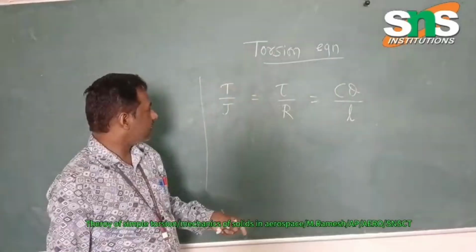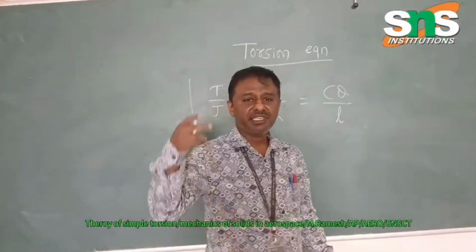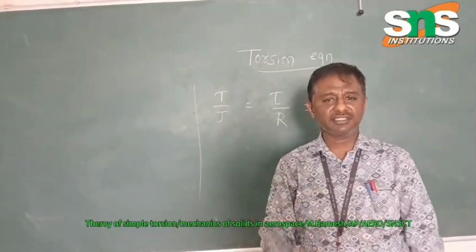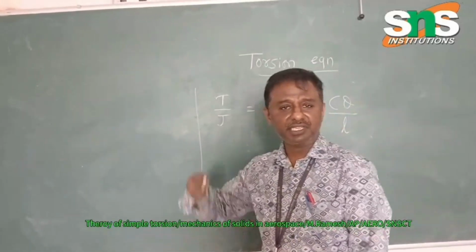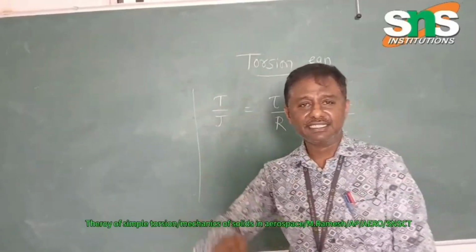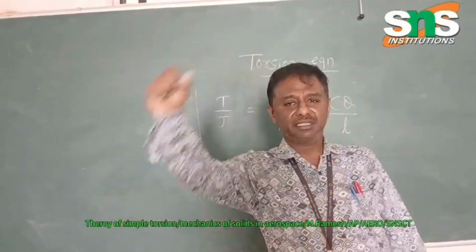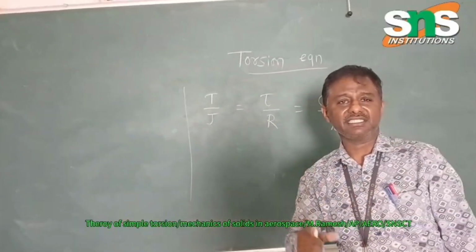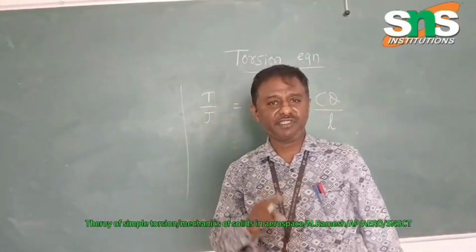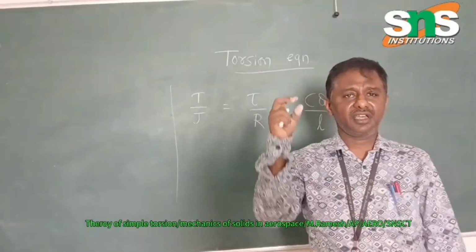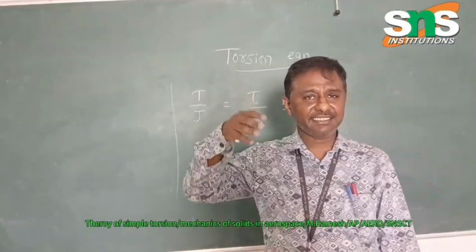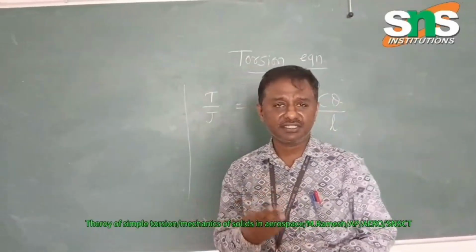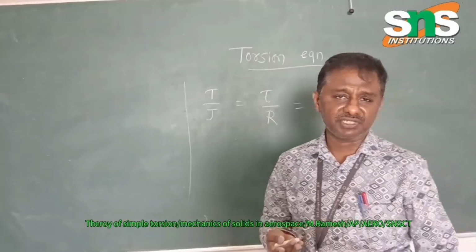Here, since it is torsion, we are applying a torque instead of a force. How is a torque created? We are applying a force on a circular path so that it will rotate, like a shaft being rotated. How much force is acting, with respect to the radius, produces the torque. That is force into radius, which is equal to the torque. The unit is Newton meter.